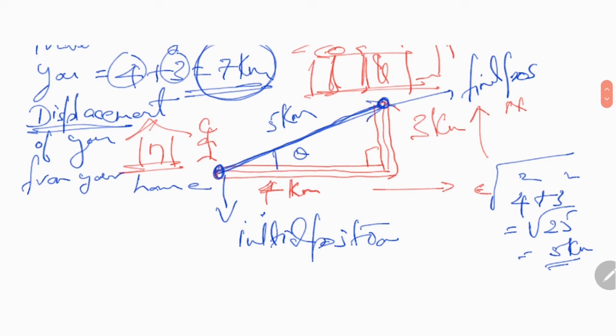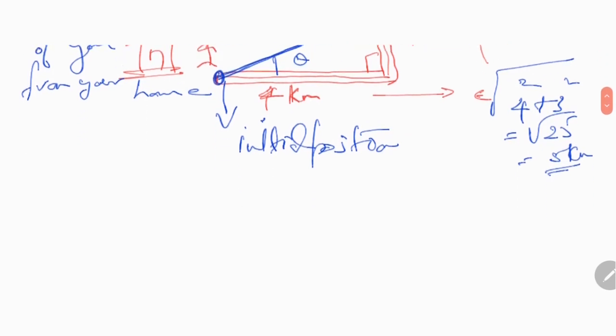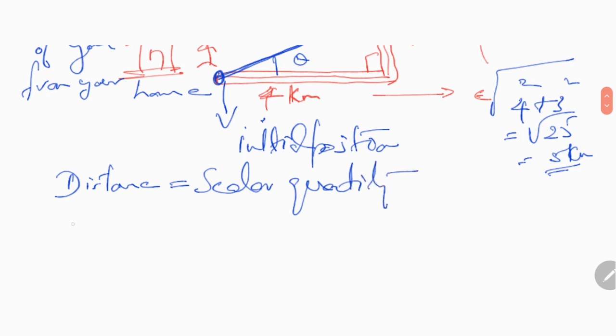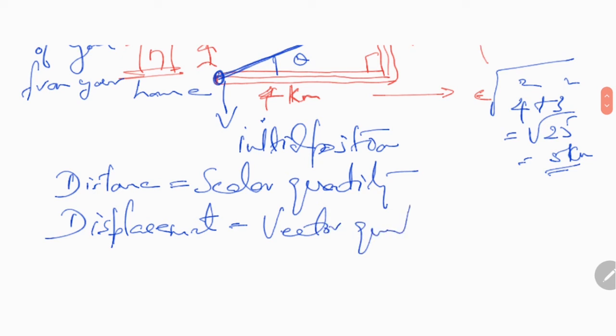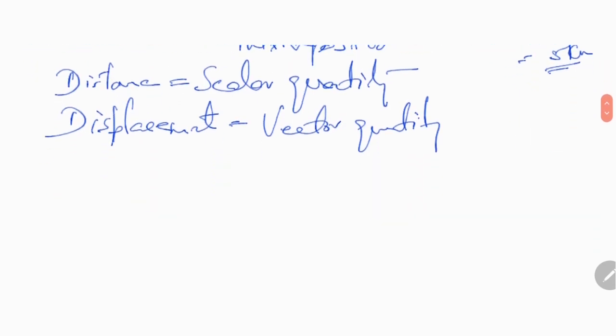So if you see, we have differentiated that distance is a scalar quantity, but displacement is a vector quantity, right? So this is very fundamental. So let's take one more example.